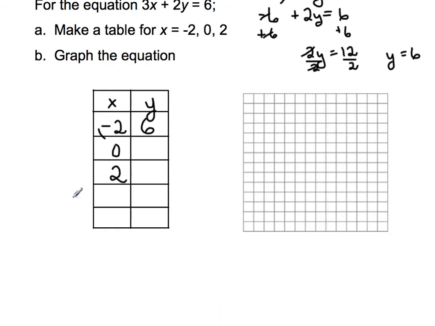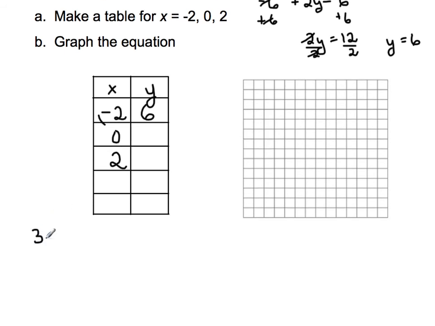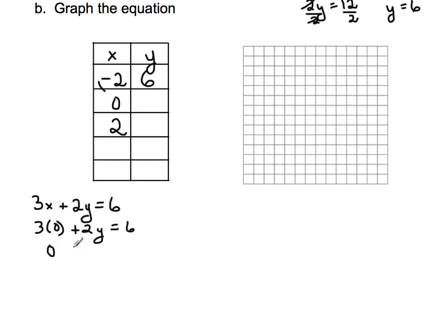So let's just say 3x plus 2y is equal to 6. Now I'm saying x is equal to 0. So I put my 0 in. And again, I simplify. I divide by 2. I already have my 0, so I'm going to divide both sides by 2. And I get y is equal to 3.